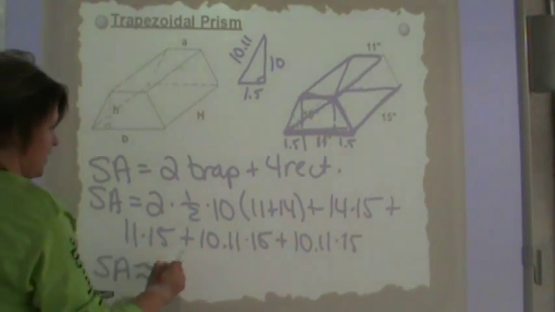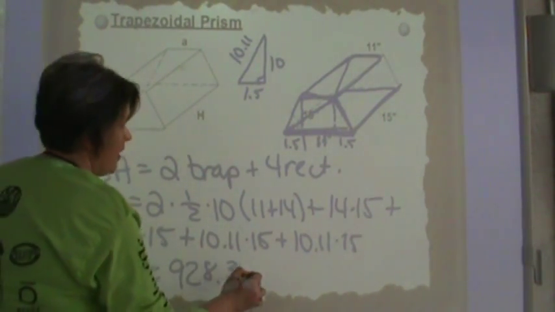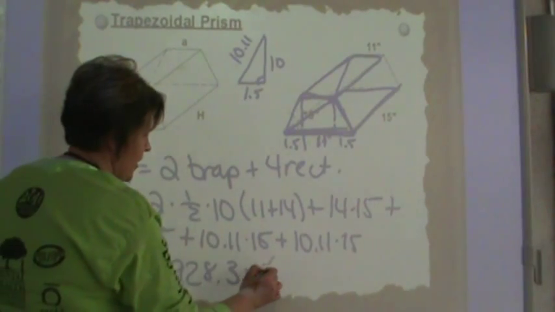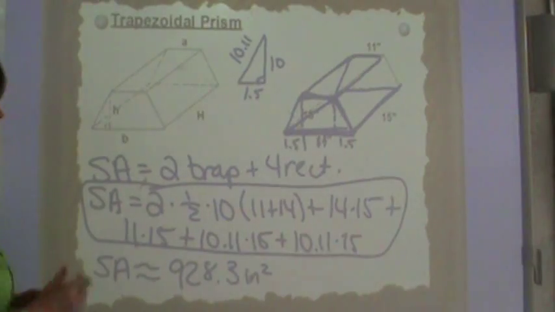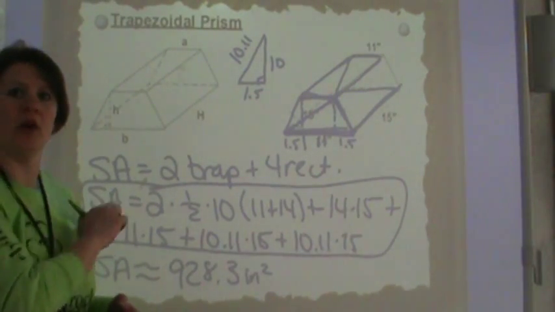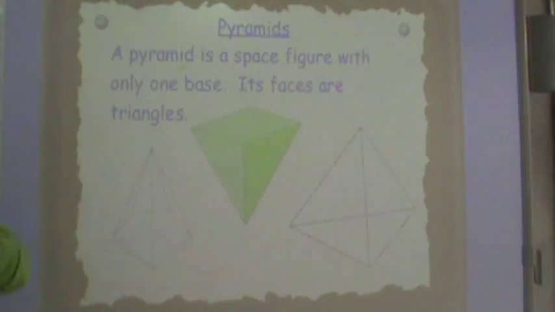Okay, I got about 928.3 inches squared. But again, on the quiz, that's what I want to see. I want to see all that work, okay? So I can see where you got your answer.